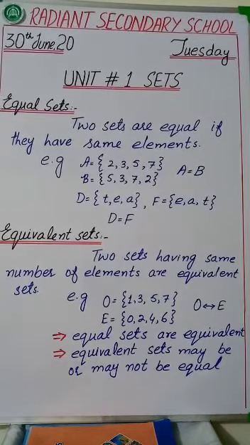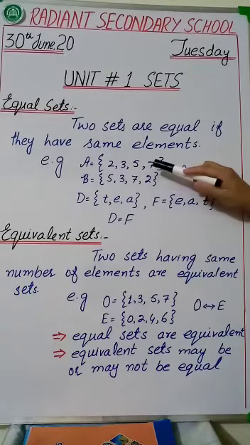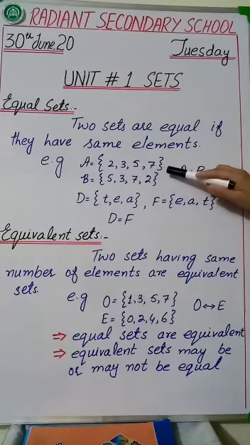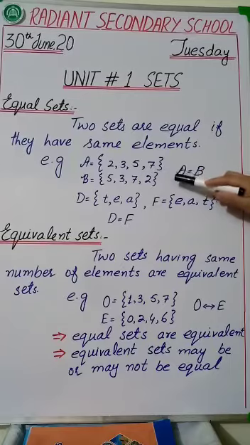In 6th class you have learnt that two sets are equal if they have the same elements. Same elements means, I will explain this with an example. Look at the set A. In set A there are 4 elements: 2, 3, 5 and 7. In set B there are also 4 elements: 5, 3, 7 and 2.